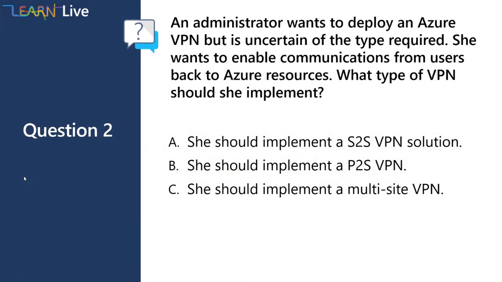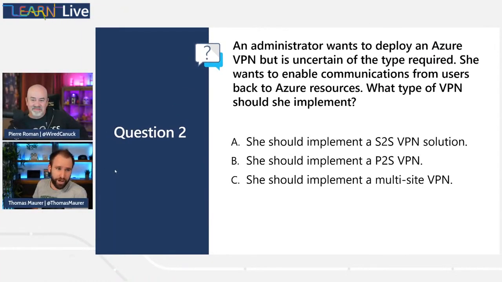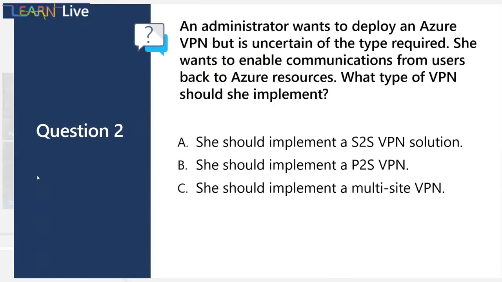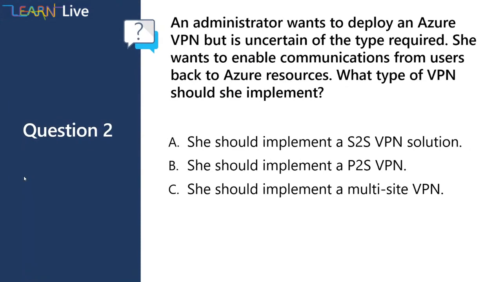An administrator wants to deploy an Azure VPN, but is uncertain of the type required. She wants to enable communications from users back to Azure resources. What type of VPN should she implement? Again, I feel this is a very tricky one. So what are our options, Pierre? Well, the options are: she should implement a site-to-site VPN solution, a point-to-site VPN solution, or a multi-site VPN solution.